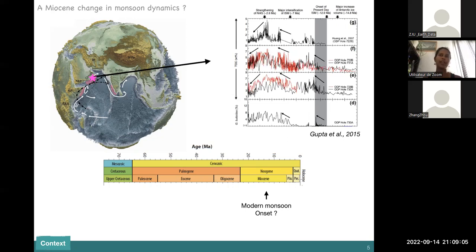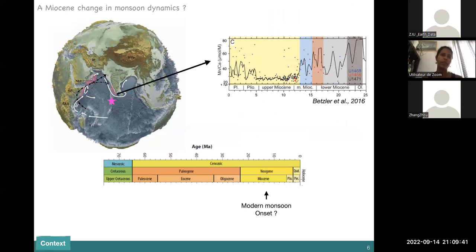Here is the same site, but from a more recent study by Gupta 2015, that also shows, in the bottom line, this increase in Globigerina bulloides accumulation. But here they suggest that it starts around 13 million years, and it also starts alongside increased total organic carbon accumulation in the cores. Both likely translate, as I just said before, an increase in biological activity at the site. And the authors interpreted that as the settlement of what they call the Indian summer monsoon, or present-day Indian summer monsoon.